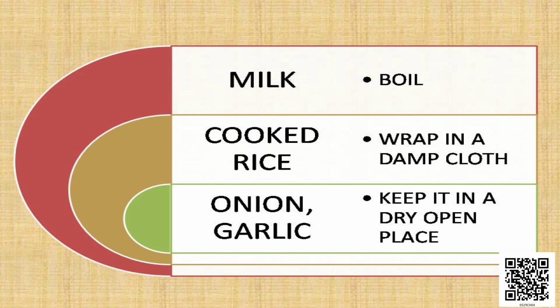Now, let us consider cooked rice. Wrap it in a damp cloth, definitely it will remain as it is. It will not get a foul smell or it will not get damaged or spoiled. Then we are generally keeping onion, garlic, this kind of pastes also. Onion, garlic, those things we are bringing from the market and sometimes we are preserving at home. How? By keeping it in a dry open place. And if you are making paste of it, then definitely you have to put it inside the refrigerator, otherwise it will get spoiled. So these are the different ways you can preserve your food.